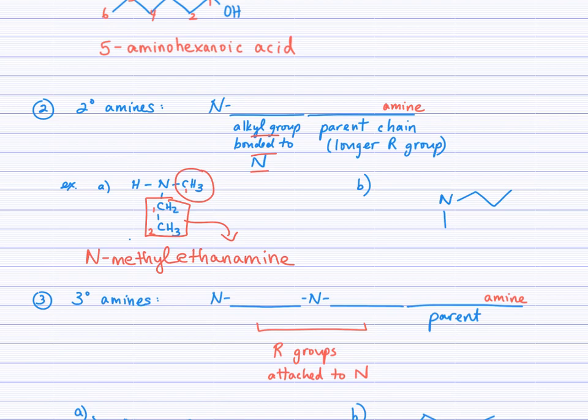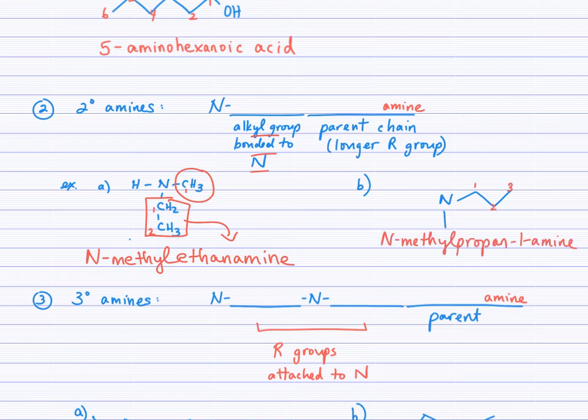Here's another secondary amine, which means there will be 2 R groups. So the longer R group is your parent, drop the E, number the location if you need to. If there's more than 2 carbons, you need to number it, add your suffix. And then capital N with the alkyl group bonded to the nitrogen out up front.